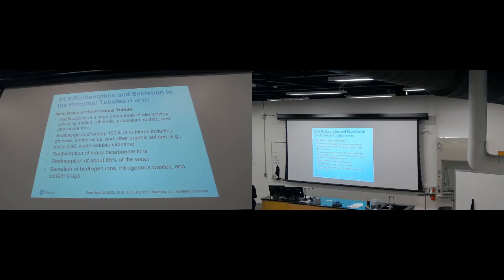Okay, specific roles for PCT. Reabsorption of electrolytes like sodium, chloride, potassium, sulfate, and phosphate. Reabsorbs nearly 100% of the nutrients, including glucose, amino acids, vitamins, and lactic acid. Reabsorption of bicarbonate ions, and reabsorbs 65% of the water. Remember, this is where we have most of the microvilli, and it secretes hydrogen ions, nitrogenous wastes, and certain drugs.